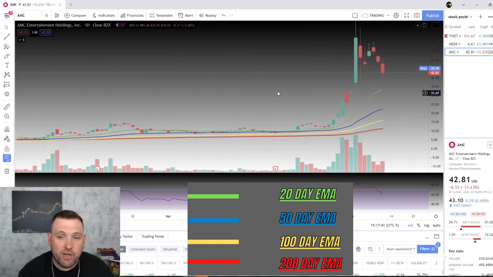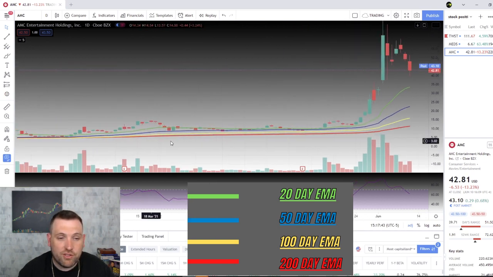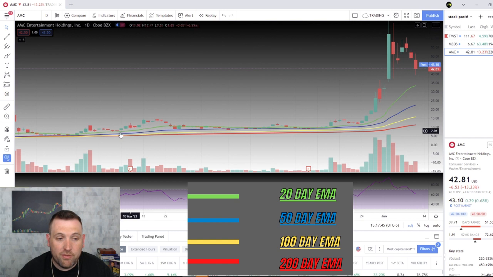So the type of trades I'm looking for are the stocks that are getting above the 20-day EMA, and the other EMAs, these other lines, are in the right place. So we want them from least days to most days: 20-day, 50-day, 100-day, 200-day. When it lines up like this, that's when you're going to get the biggest bull moves and make the most profits.